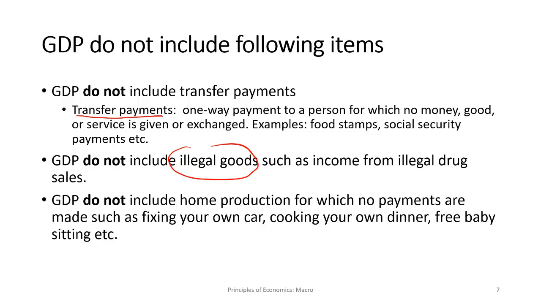Marijuana is a great example because in some states marijuana is legal. If it is legal, it is part of GDP. Whereas in some parts of the country marijuana is not legal. In that case, the sale of marijuana or income from marijuana is not part of GDP. Also, GDP does not include home production. These are goods and services produced at home. For example, you are fixing your own car or cooking your own dinner, or providing free babysitting service to your relatives. Since you are not getting paid for these services, they are not part of GDP.